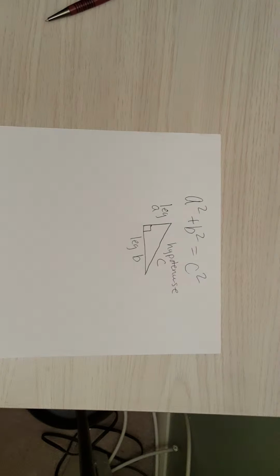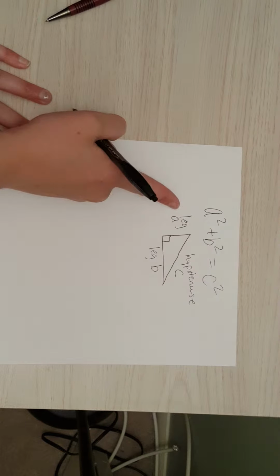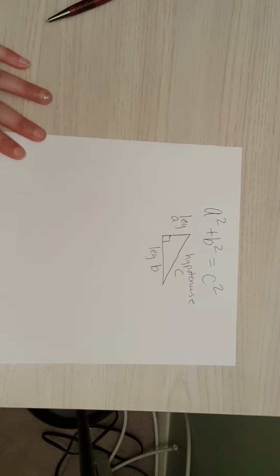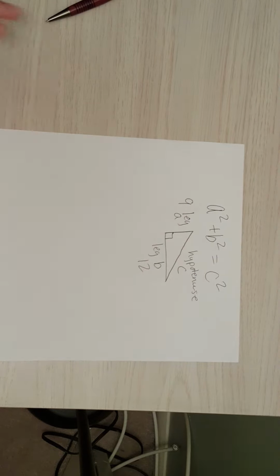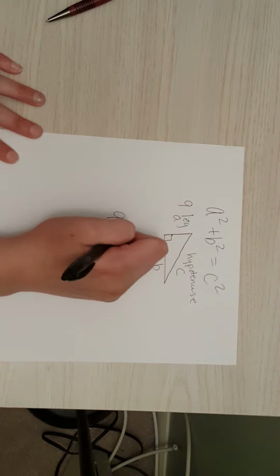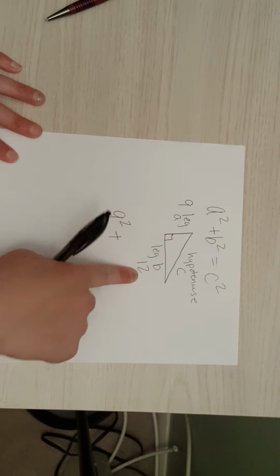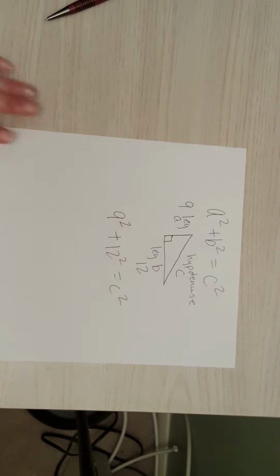So let's do an example problem real quick where we solve this right triangle. I'm going to call this leg over here 9, and this one 12, and I want to know the length of the hypotenuse. So what I have to do is plug it into my formula. My a is 9, so 9 squared, plus my b, which is 12, so 12 squared, equals c squared.